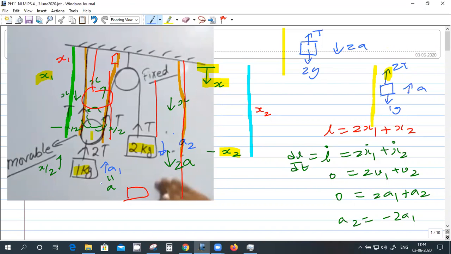Because if you draw the free body diagram of the pulley, at the bottom there is a tension, say T1 or T2, whatever, and upward there are two tensions, T and T. The string is the same, massless and inextensible, so the tension throughout the string is constant. So the tension which is pulling up will be 2T. That we get from the free body diagram of the pulley. Is that clear?